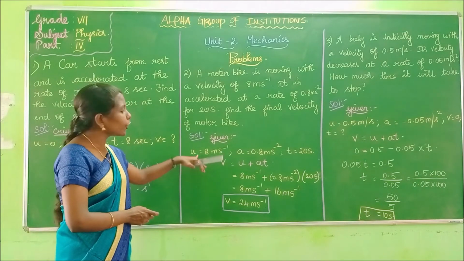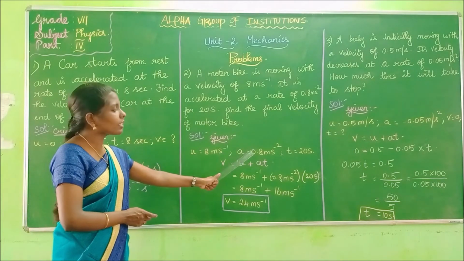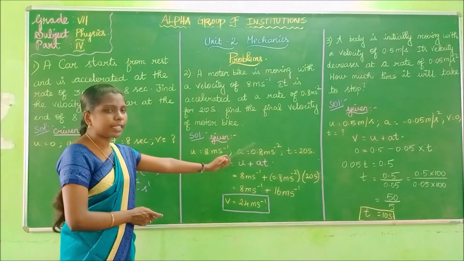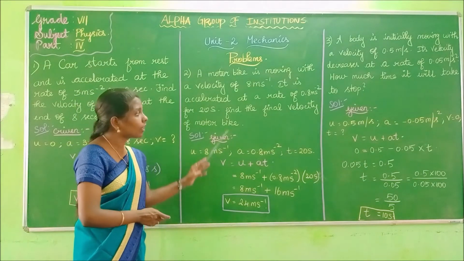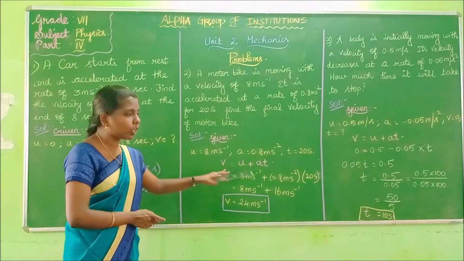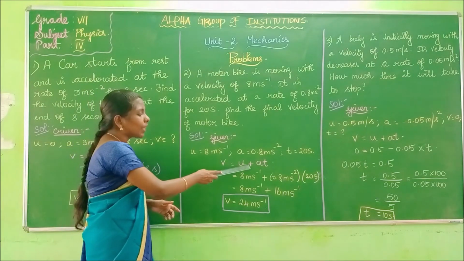Initial velocity u is equal to 8 m/s, acceleration is 0.8 m/s², and t is equal to 20 seconds. We have to calculate the final velocity. The formula to calculate final velocity is u plus at.